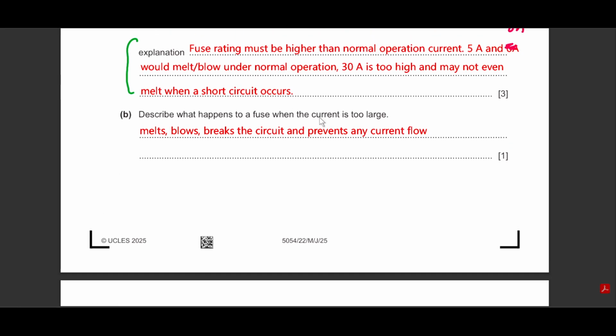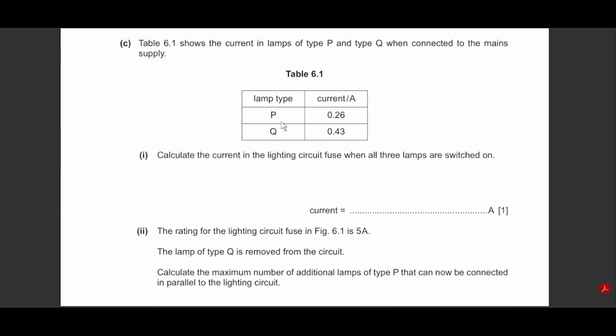Describe what happens to the fuse when the circuit current is too large. It melts, it blows, it breaks the circuit. You could have written down any one of these three options. Part C says lamp P is this, lamp Q, the current draw is this.